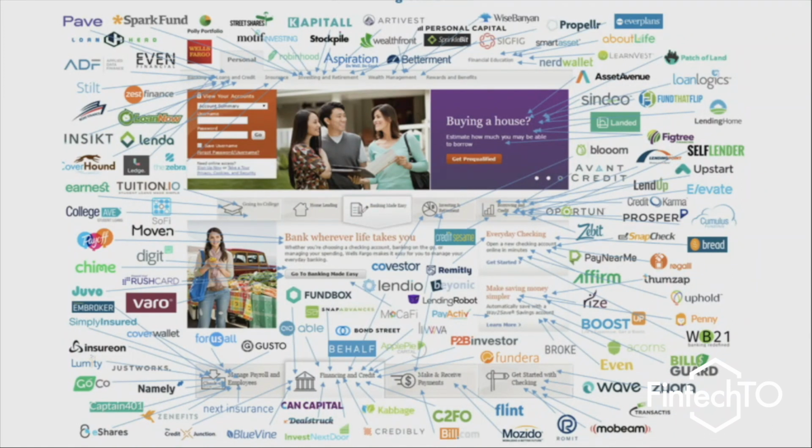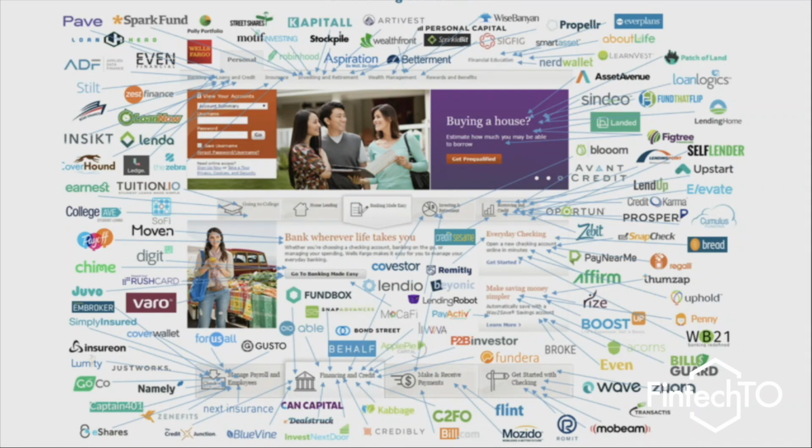So this is a slide that I stole. I did not make it myself, though I wish I had. CB Insights put together this slide, which basically takes the top half of it, just a picture of the Wells Fargo consumer site, and the bottom half, a picture of the Wells Fargo business site. And then around it, it puts every fintech startup that is solving one of those problems that Wells Fargo solves.